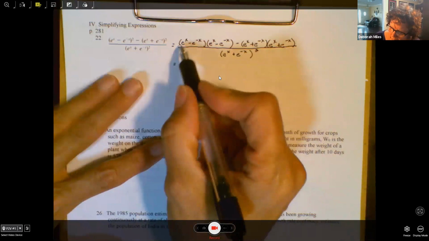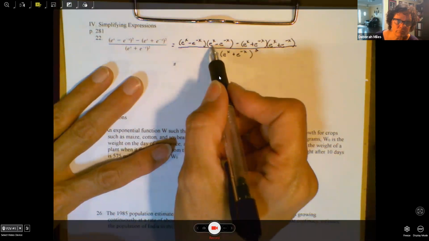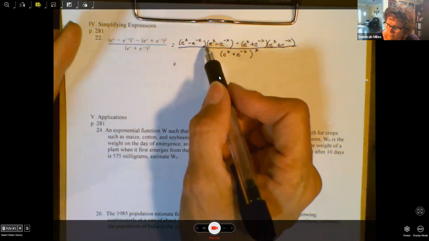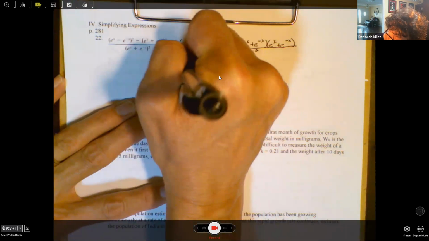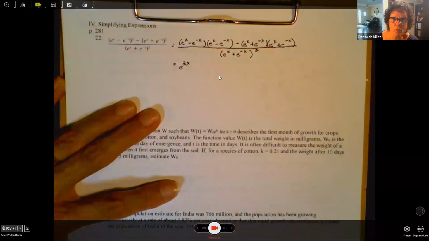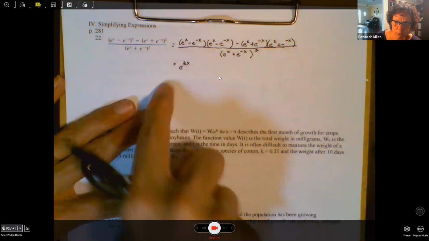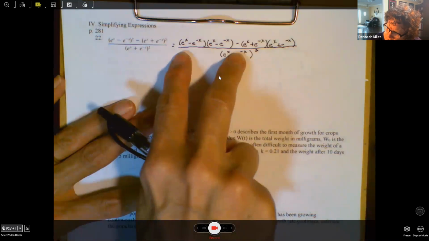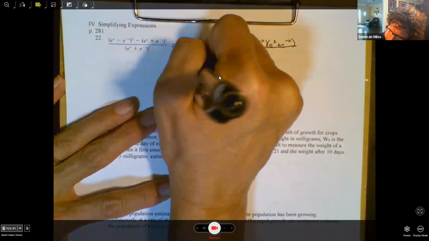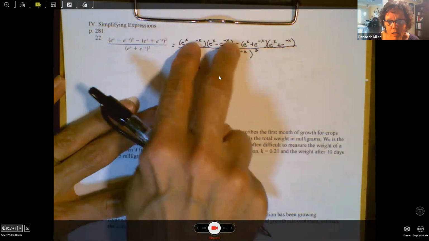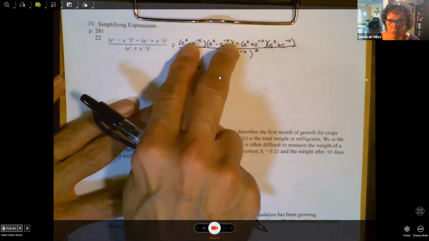And when I multiply e to the x times e to the x, I add the exponents. x plus x is 2x. So the first terms are e to the 2x. The outer terms, when I add the exponents, I get e to the x minus x, which is 0.